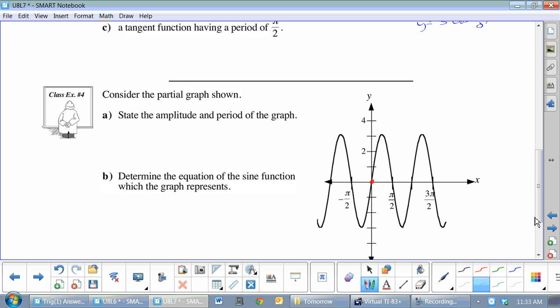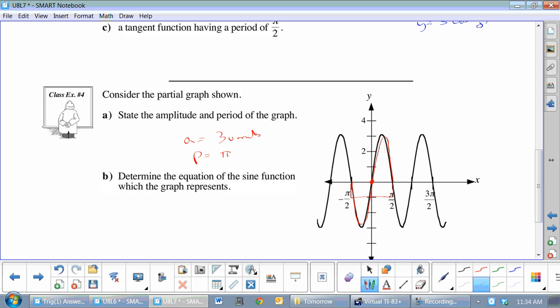So what's the amplitude of this one? Just look at the graph. What's the amplitude? 3 units. What is the period? No, it's not 2 pi. See, the way you can do it, if you like, is it goes like this, right? Right, that's 1, and you got a negative pi over 2 and a pi over 2, so the period would be pi.